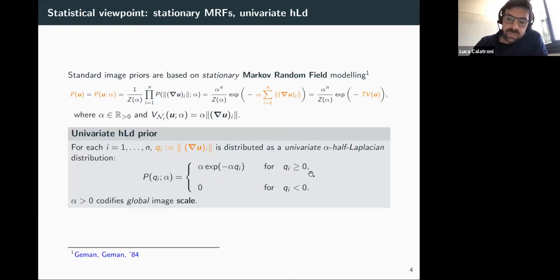The fact that it's half Laplacian is due to the fact that we're looking at norms, so that the values are non-negative. And alpha here has to be intended as a parameter defining the shape of my half Laplacian distribution, and plays here the role of global image scale. Let me explain this a little bit better.